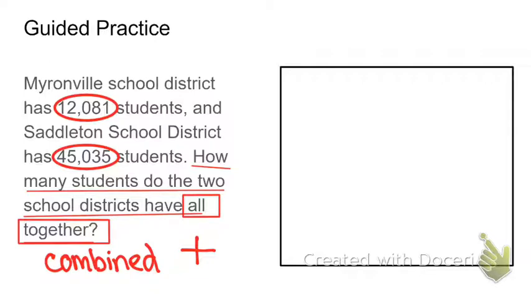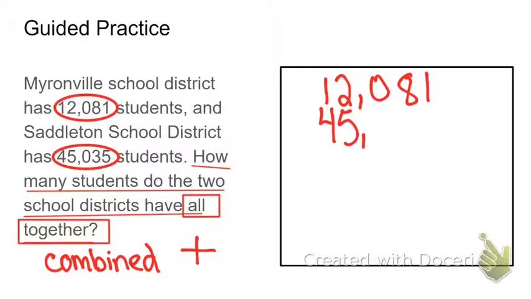What is step 1 when I need to add? Step 1 is I need to line all of my numbers up so that the place values are in perfect columns. So I'm going to start by writing 12,081. And then my next number I want to line up so that the ones and tens and everything are in the same columns as the previous number, 45,035. What do I do now?